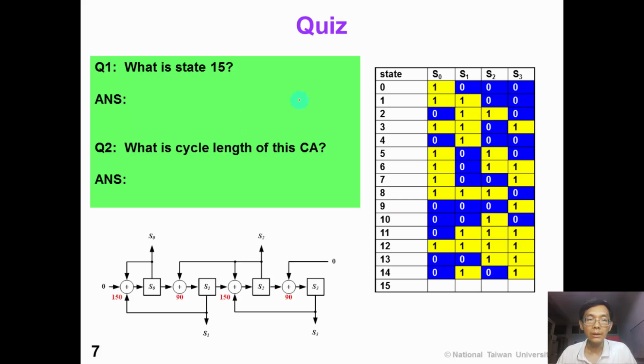Now it's time for a quiz. Please generate the 15th state of this cellular automata. And question 2: what is the cycle length of this cellular automata? Please pause the video and work on this problem.